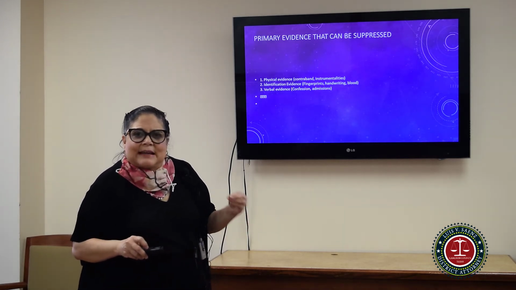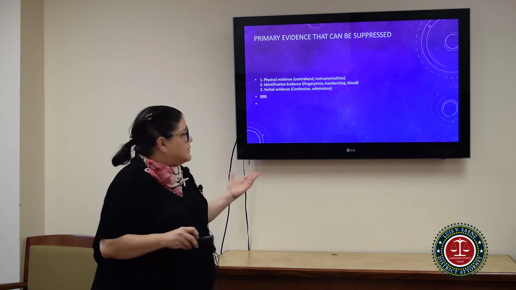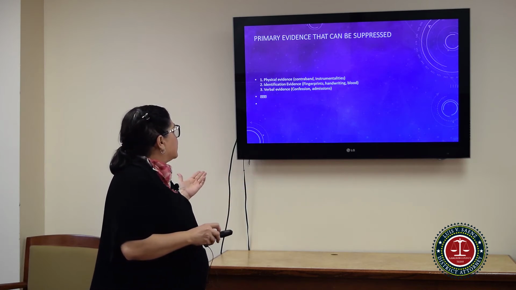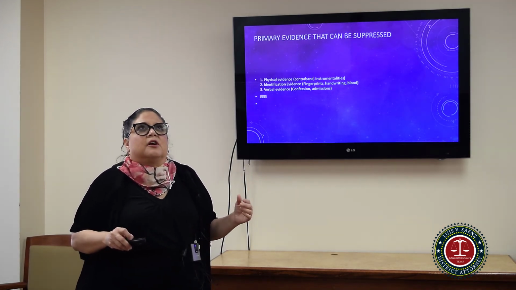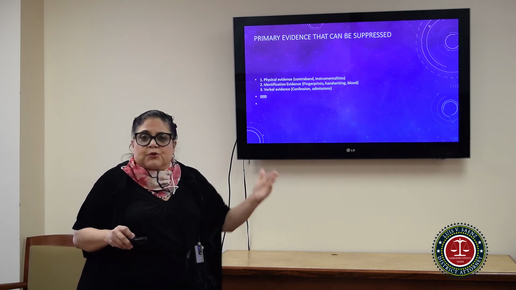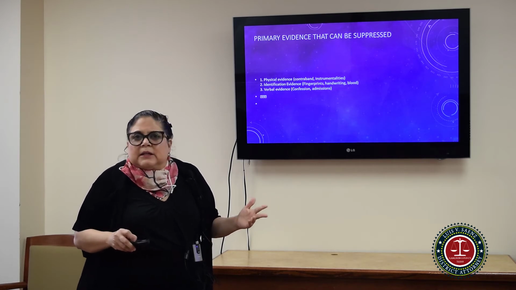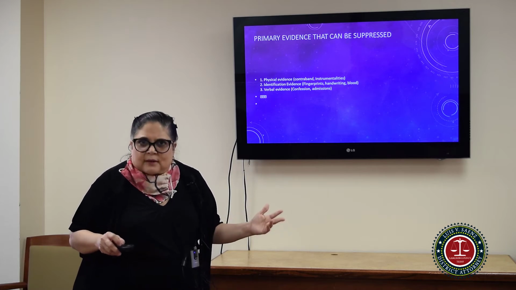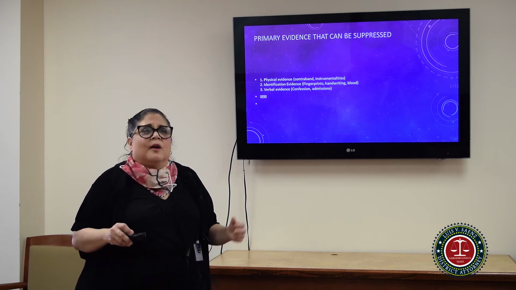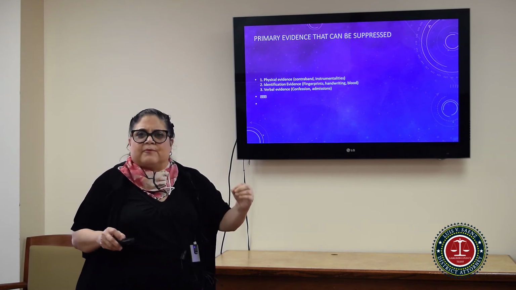The type of evidence that can be suppressed can be divided into physical evidence, contraband, or instrumentalities. Let me just give you a short example. Let's say a police officer is on patrol and he sees a vehicle driving at the speed limit, and he decides to stop the vehicle for no reason, without probable cause, without reasonable suspicion, without exigent circumstances, without a valid reason to stop the vehicle.